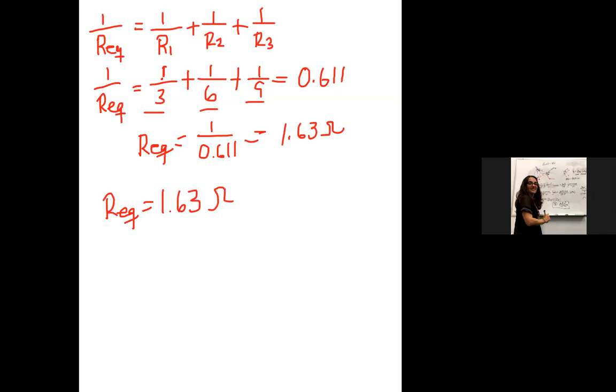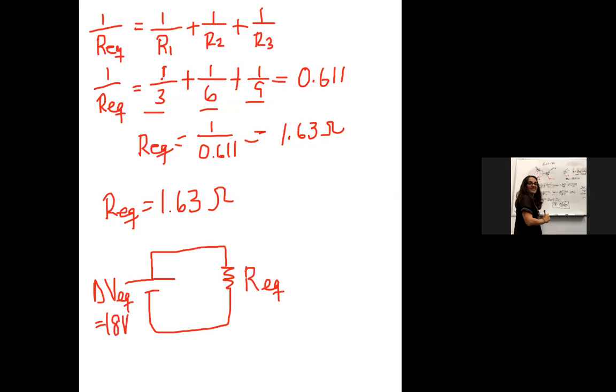So once I have that, now I can redraw my usable circuit that just has the equivalent resistance and the battery, which I can call equivalent. It hasn't changed. It's the 18 volts. And this is 1.63 ohms. And what flows through this is what we call the equivalent or total current, and it's just I equivalent.